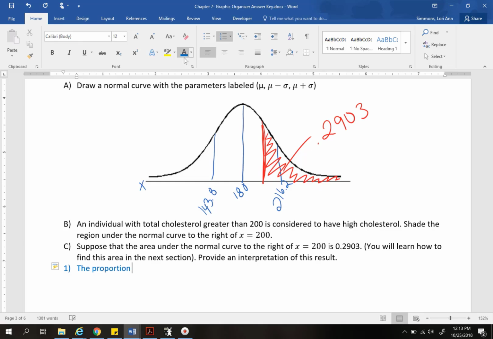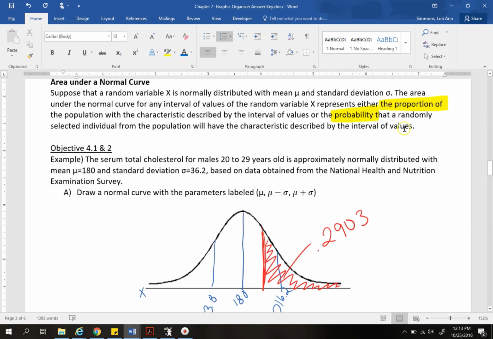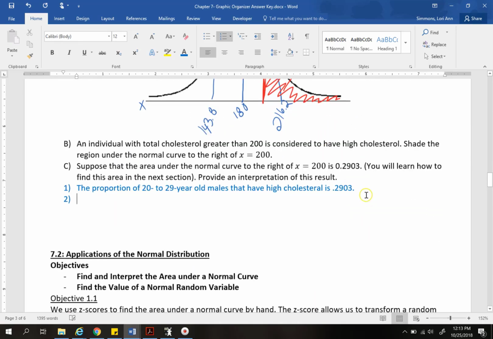The first one is the proportion of 20 to 29-year-old males that have high cholesterol is 0.2903. Second interpretation, so we just did the proportion, now do the probability interpretation.